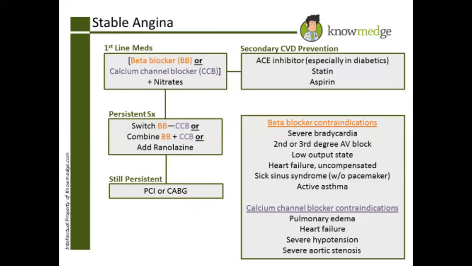I just told you the classification of angina. There is stable angina and unstable angina. The first line medicines are beta blocker and calcium channel blocker plus nitrate. Then secondary prevention is angiotensin receptor blockers and angiotensin converting enzyme inhibitors, especially in diabetic patients, like statin and aspirin.